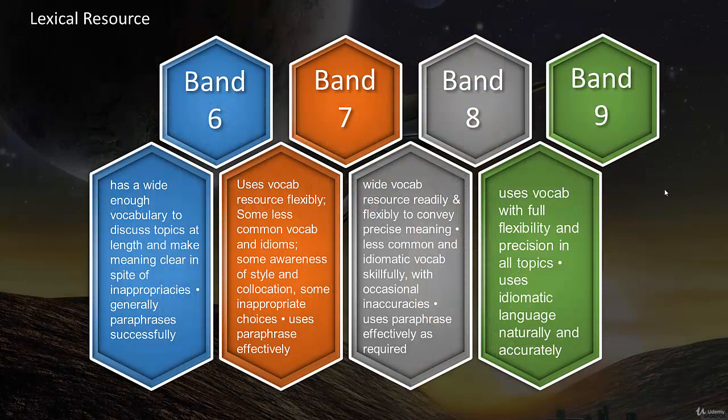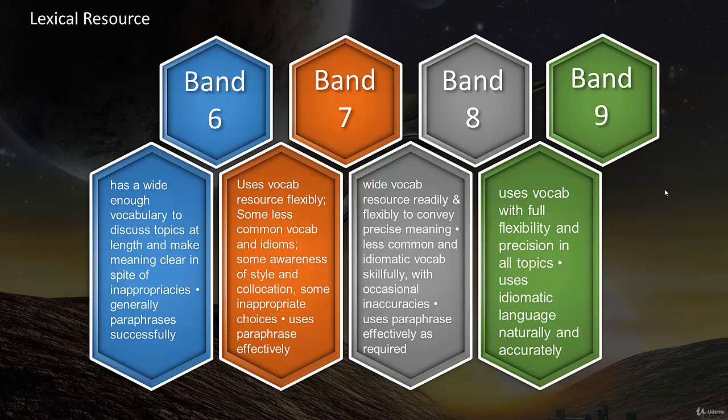Again, as in the previous video, here are the band score descriptors. And really, you can look at just some of the differences. So for example, for a band 7, it says uses vocabulary resources flexibly, some less common vocabulary and idioms. Then for an 8, it says uses a wide vocabulary resource readily and flexibly to convey precise meaning. Then for a 9, uses vocabulary with full flexibility, not just wide, full flexibility and precision in all topics.